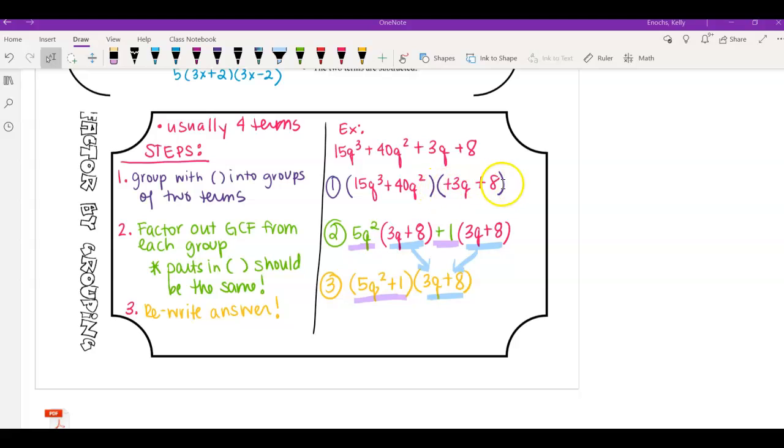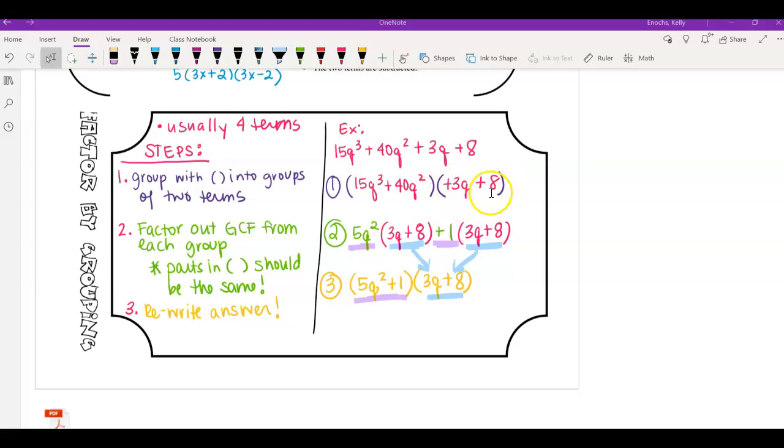Maybe I'll cover up this second half and just say, okay, in these first two groups, what is my greatest common factor? In the first two groups, the greatest common factor is 5q squared. What I have left over, or what would make 15q, is 3q, and then plus 8. So this 5q squared times 3q plus 8 is what I would get if I just did the factoring for those first two terms, the greatest common factor of those first two terms.